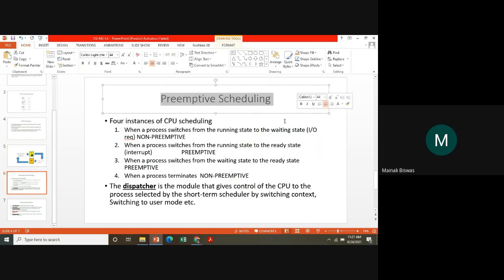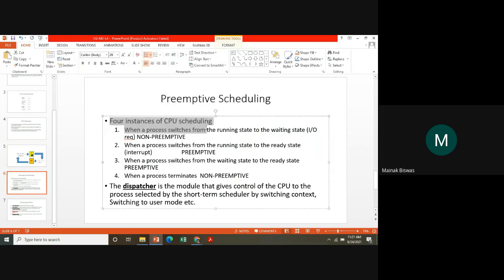So preemptive scheduling. This is very important. There are 4 instances of CPU scheduling, when the scheduling algorithm works, that is, the selection of a process. The first one is when a process switches from the running state to the waiting state. That is a non-preemptive situation. It will happen; it cannot be stopped, okay? Second, when a process switches from the running state to the ready state. An interrupt has happened, the process was in the running state, and the interrupt moved the process out, and it goes to the ready state.